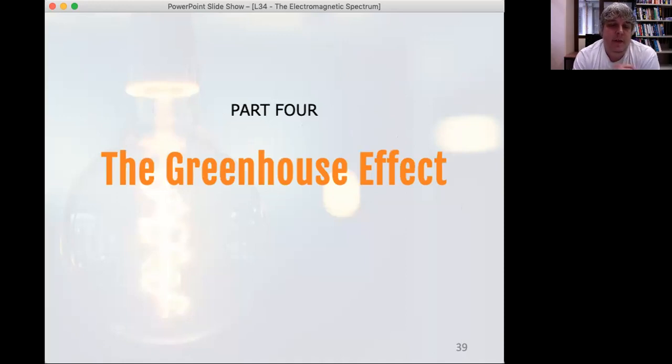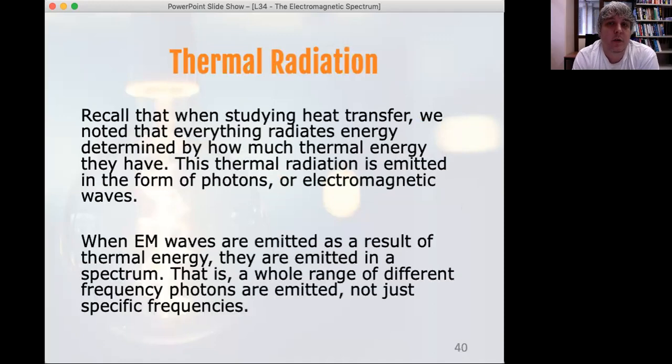Next part is talking about the greenhouse effect. I think this is the last part of the lesson. Greenhouse effect. So we've already talked about thermal radiation, and as you're seeing in this lesson, there's a lot of overlap with electromagnetic radiation and thermal radiation, because thermal radiation is a type of light wave. It's just the photons being emitted by material.